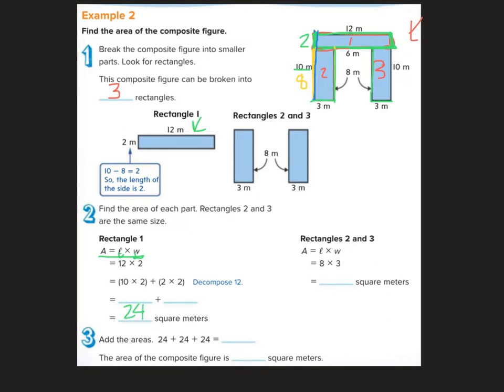I don't know why we'd need to decompose that. We could. 10 and 2 is 20. 2 and 2 is 4. 20 plus 4 is 24. So then our other 2 rectangles are congruent, which means that they're exactly the same.